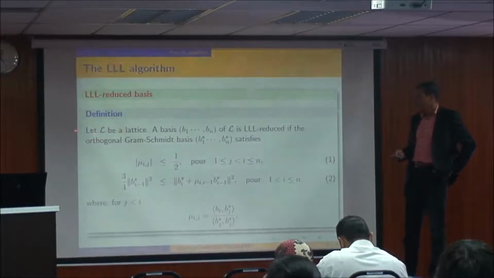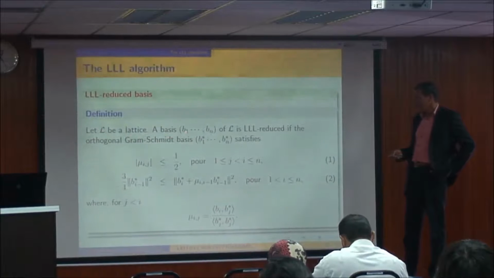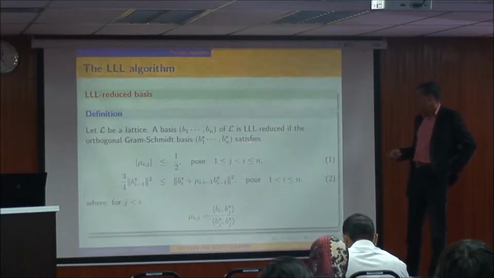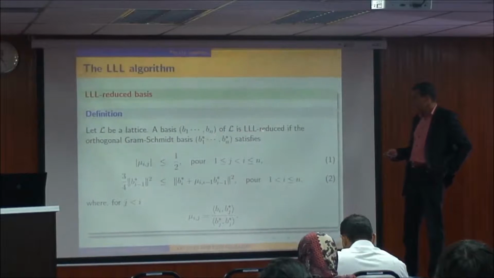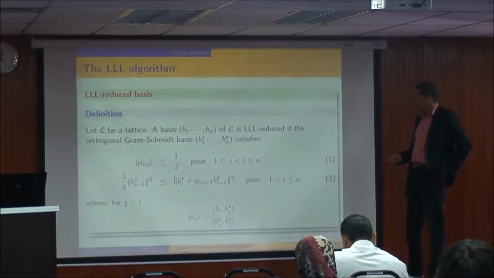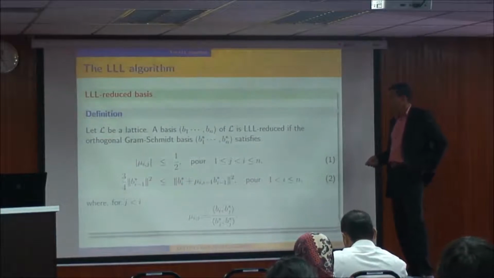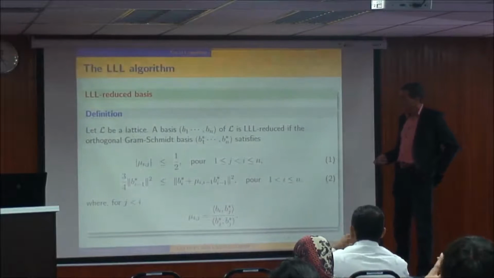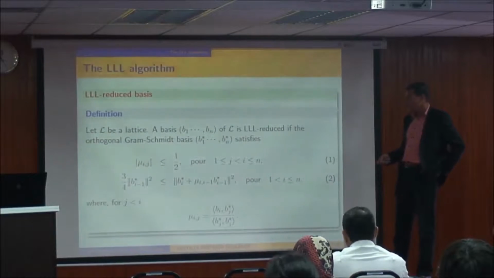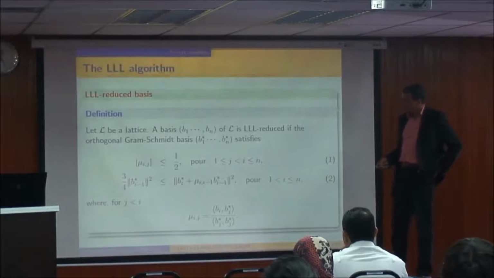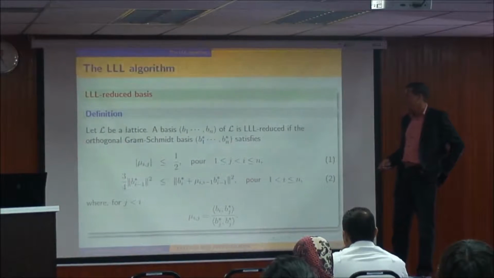This is the definition. You have a lattice L and a basis B1 to Bn, and we say that this basis is LLL reduced if two conditions are satisfied. The first condition is that the norm of mu i,j is less than or equal to 1/2, for i and j. And the other condition is this one: 3/4 times this norm is less than this norm.